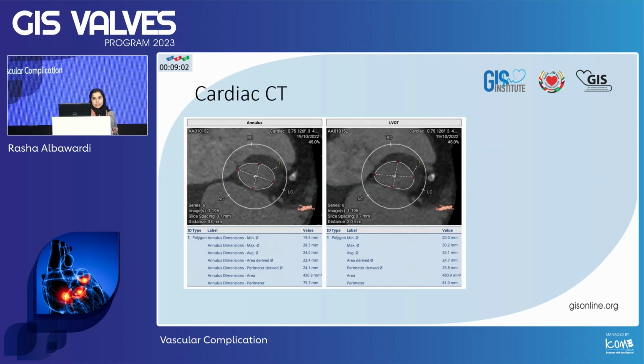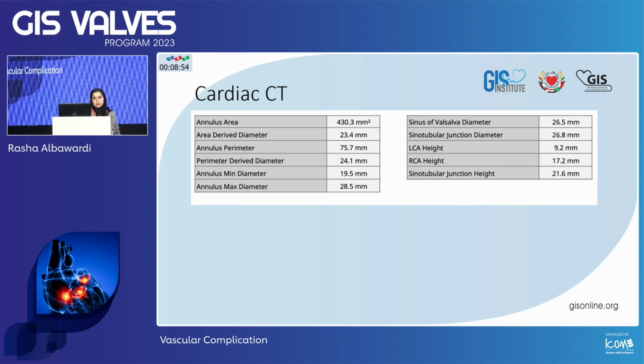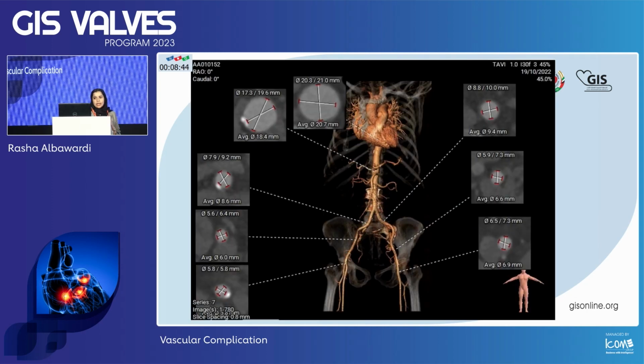Just going through her CT measurements, nothing exciting on the annulus itself. The only thing is, not much calcium, but she also had a slightly low coronary height on the left, which is about 9, although the sinuses were in the 26 range. Looking at her peripherals, not much calcium, and you can see the high bifurcation on the right side. On the left side, the bifurcation is low.